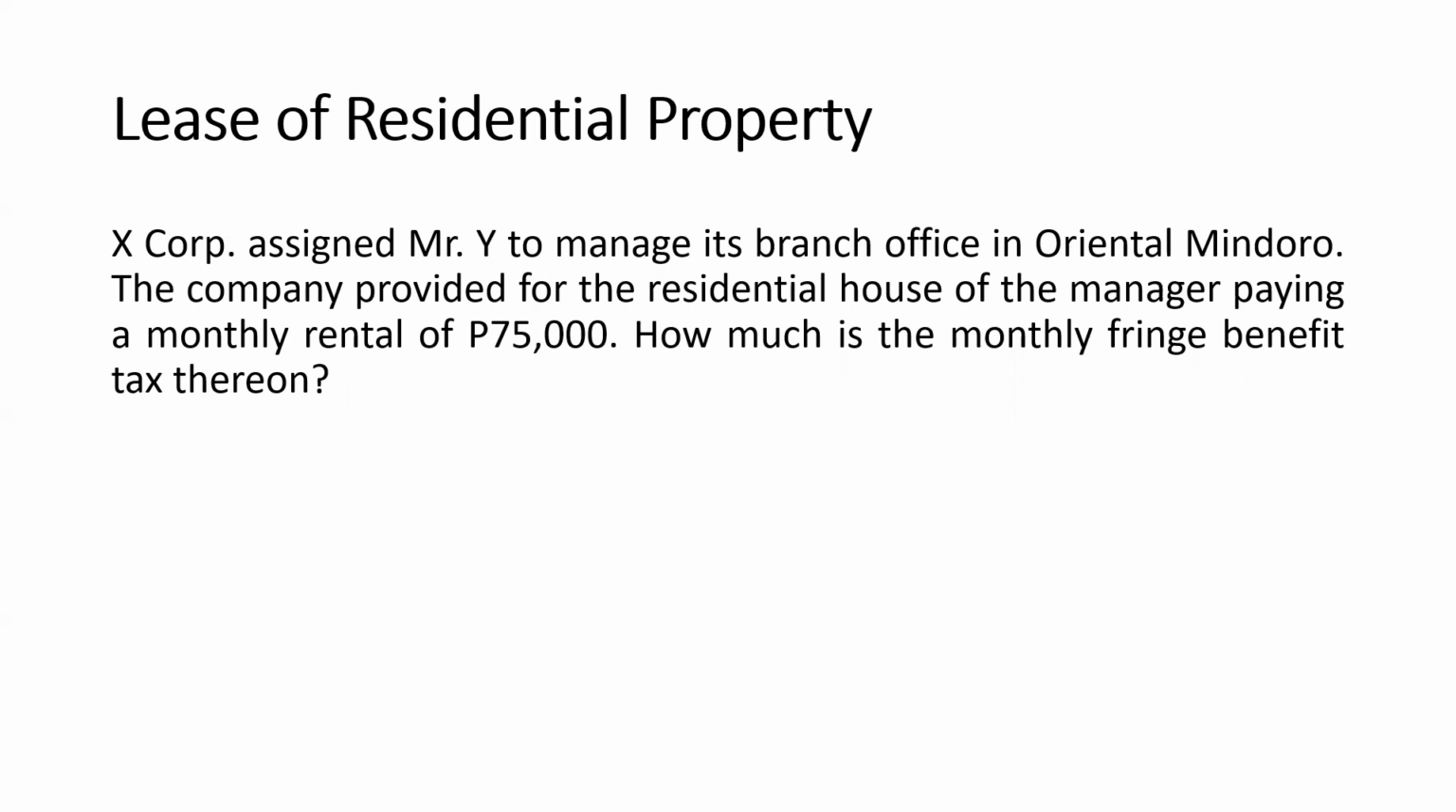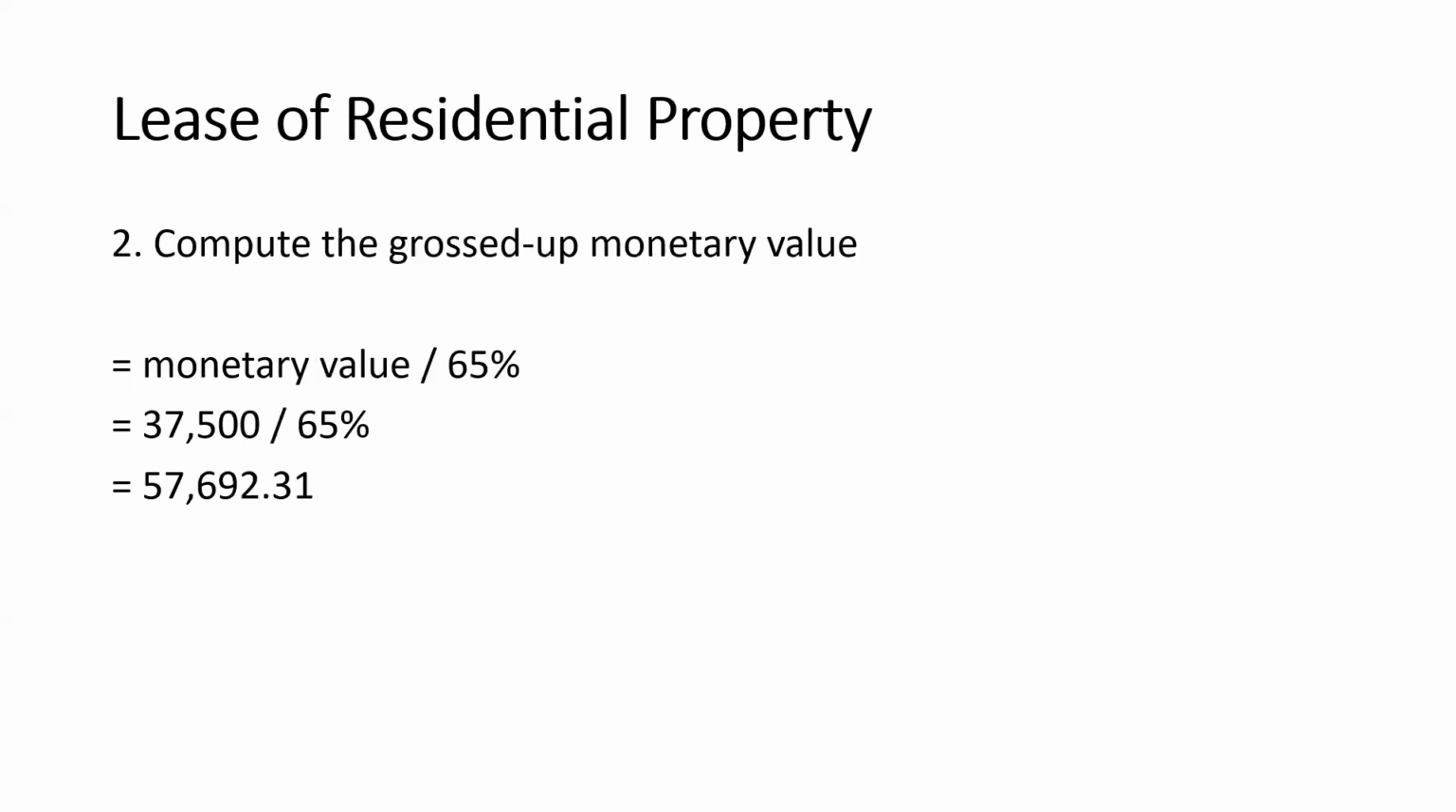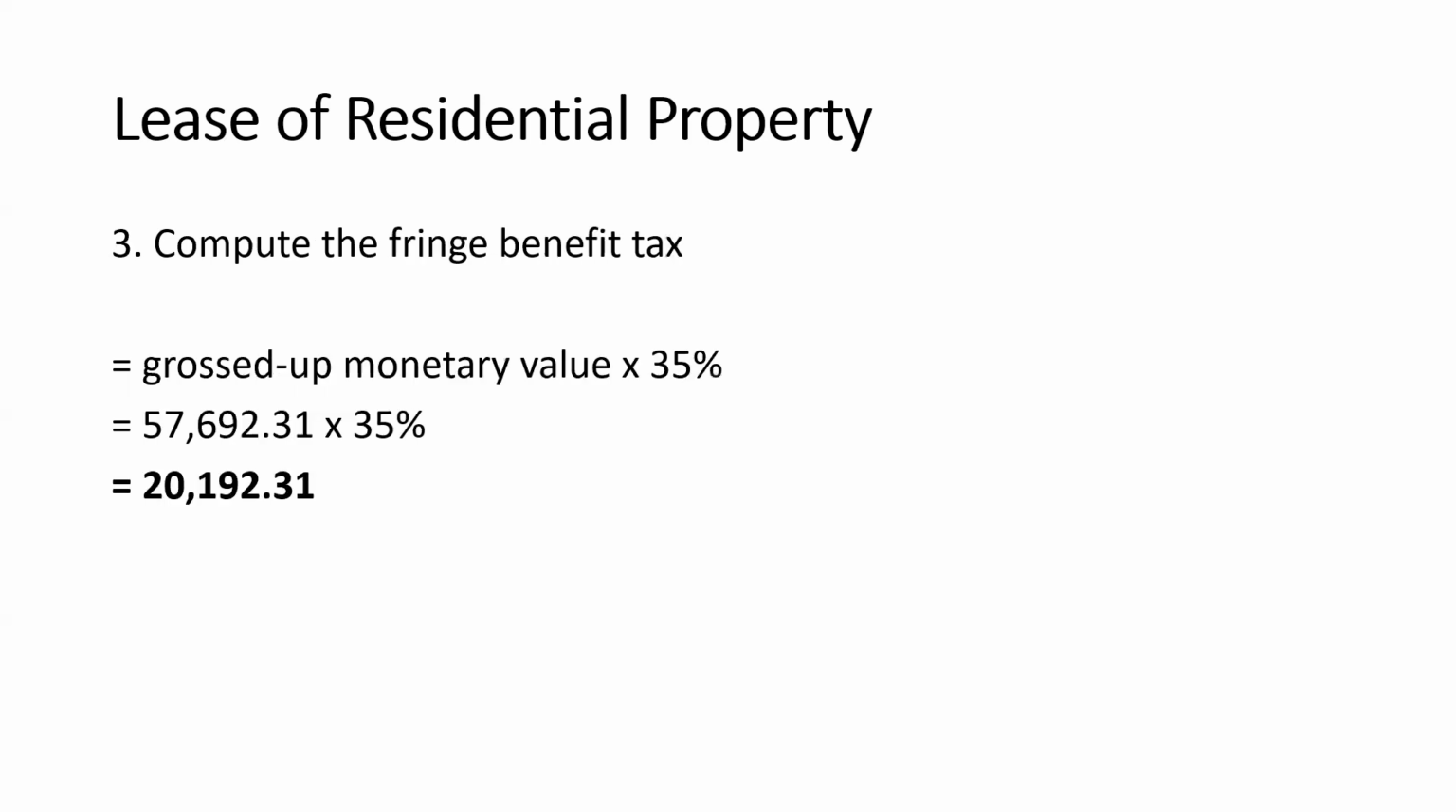So nanggaling yung 75,000, that is your monthly rental. Yung 50% kasi siya ay owned by the company. So pag owned by the company, may 50%. So the monetary benefit is 37,500. Anong gagawin mo sa monetary benefit? I-divide ng 65%. Yan ang divisor natin kasi Filipino siya. Yung 65%, that would be your GMV, yung GMV, i-multiply natin ng 35%. So the 20,192 is the fringe benefit tax.